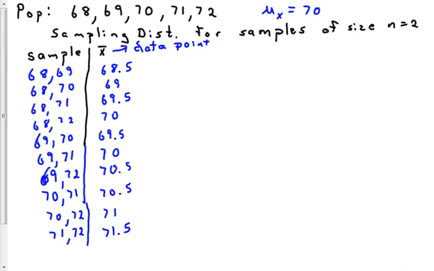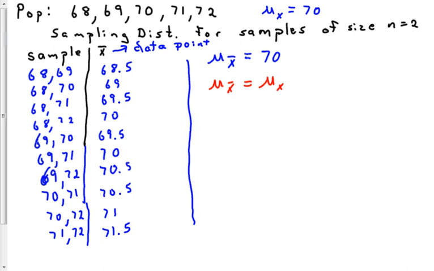Things that I want you to note. The mean of this sampling distribution, if you pause this and calculate it, you will find that it is 70. In fact, the mean of your sampling distribution is equal to the mean of x, and that's always, regardless of what your distribution is.